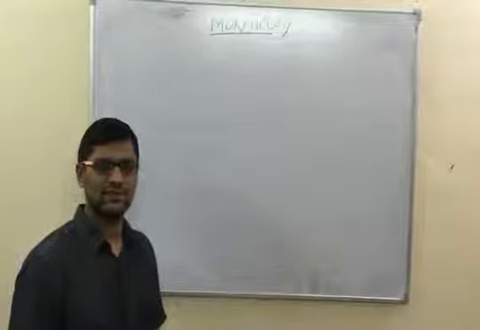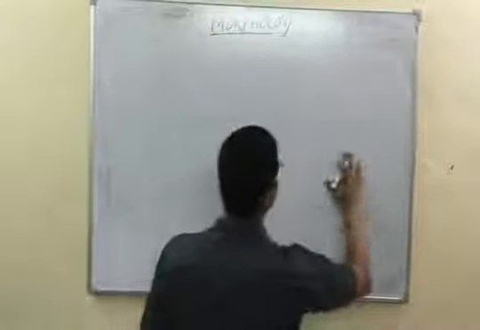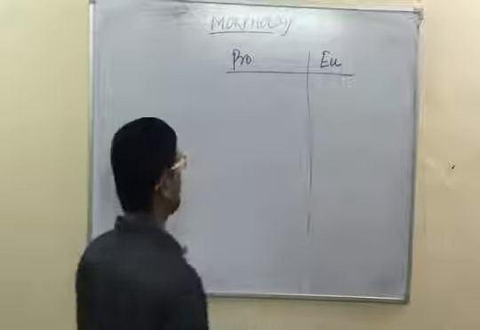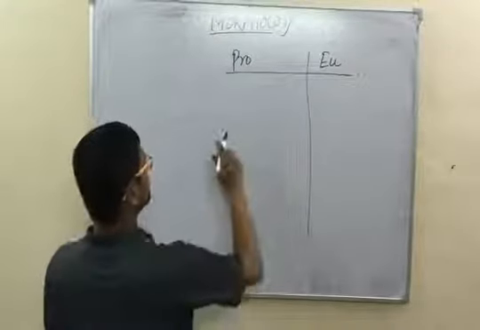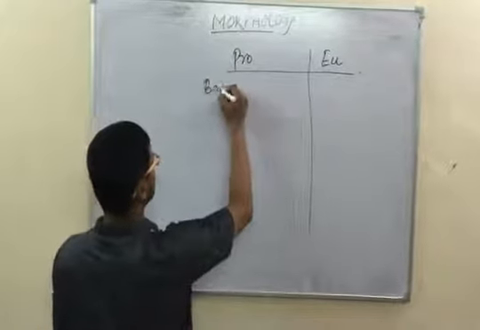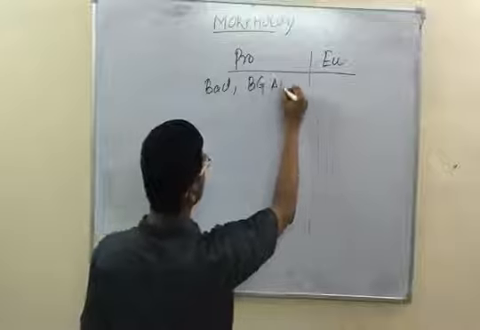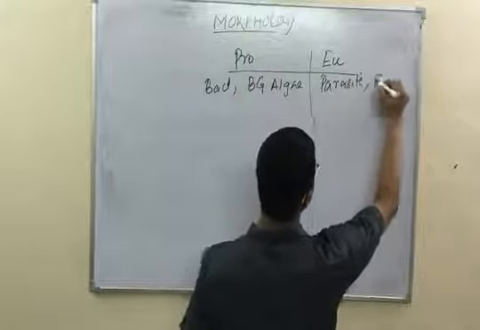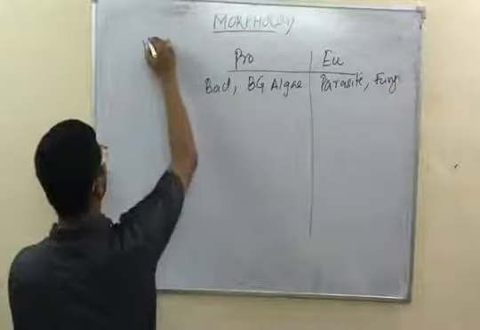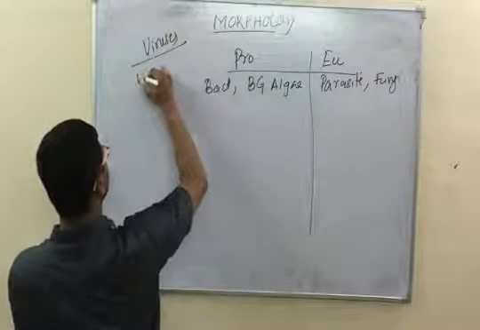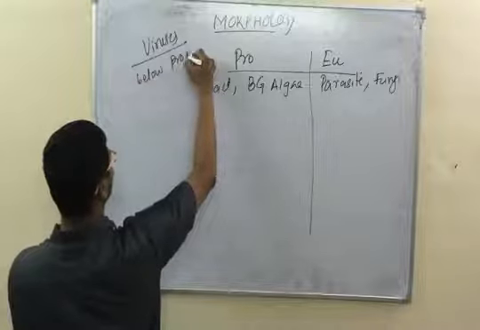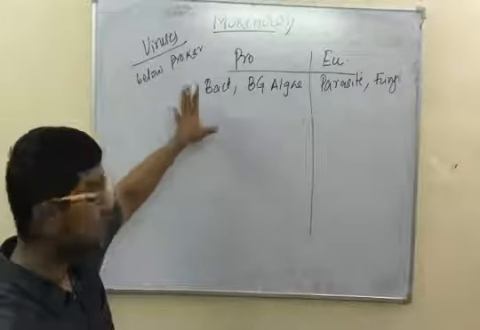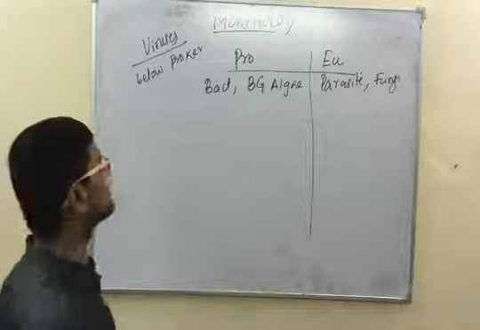So coming to bacterial morphology. Before that, I just want to summarize the differences between prokaryote and eukaryote. Of course, this is a basic knowledge you all will have. Prokaryotic examples are bacteria and blue-green algae, whereas eukaryotic are the parasites, fungi. And viruses are so primitive that they are below the characteristic of prokaryotes. Their properties are so primitive that they do not even fit the prokaryotes. They are less than the status of prokaryotes.